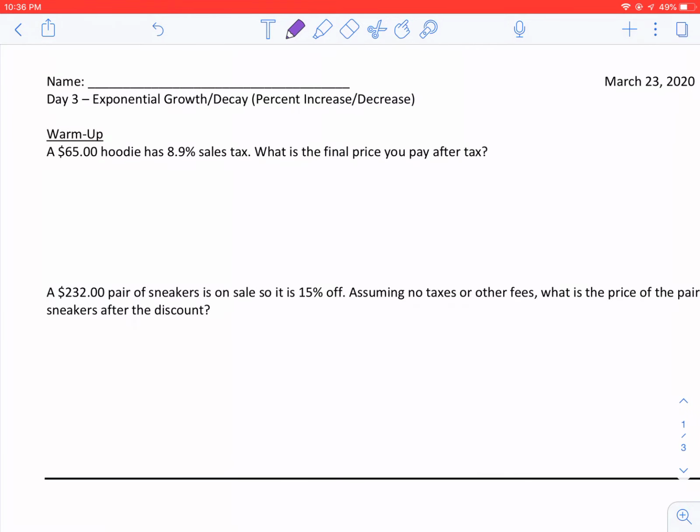So guys, try this warm up. 2 pretty basic and important life skills: calculating the price of something after tax and the price of something after a discount.